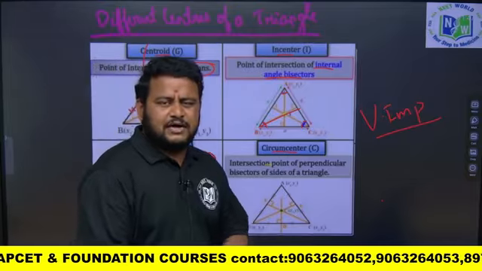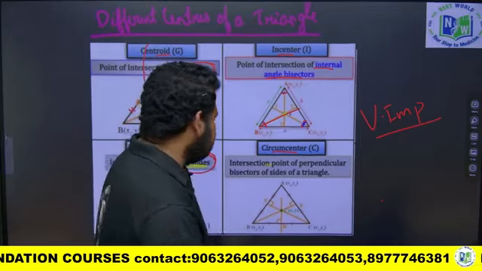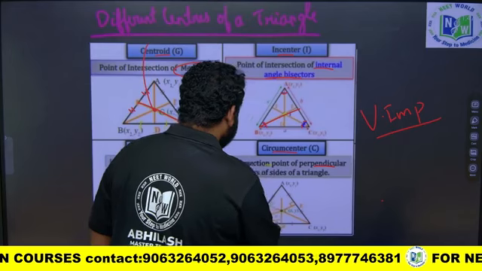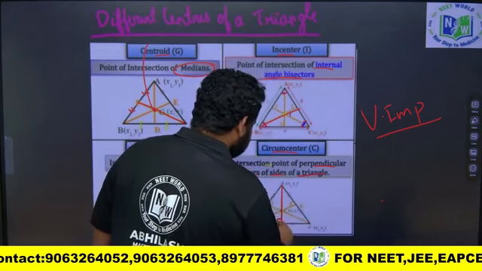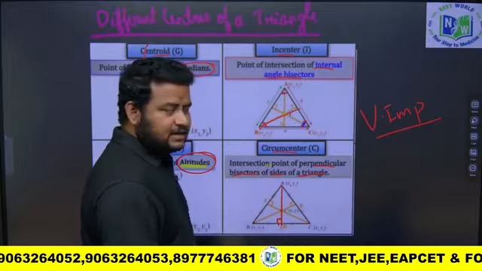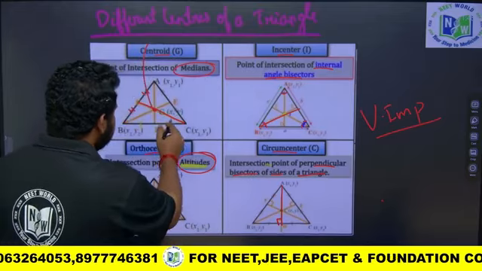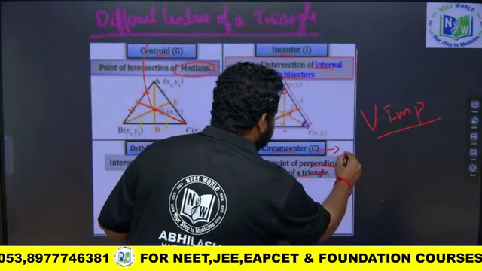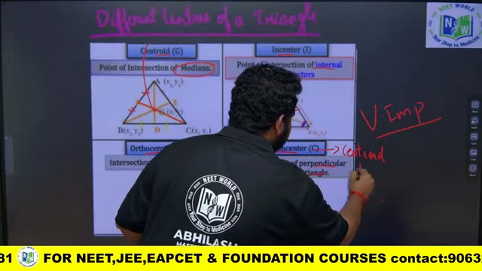Here we talk about everything, angular bisector also and side bisector also. It is the point of intersection of perpendicular bisectors of the sides of a triangle. This will be a perpendicular bisector. It will be bisecting the opposite side and it will also be perpendicular. So not an angular bisector. The circumcenter is a combination of centroid plus orthocenter.